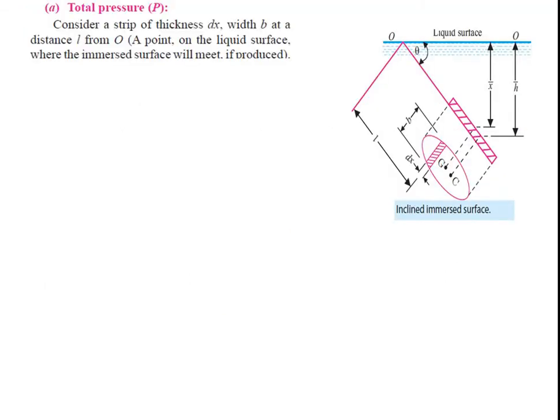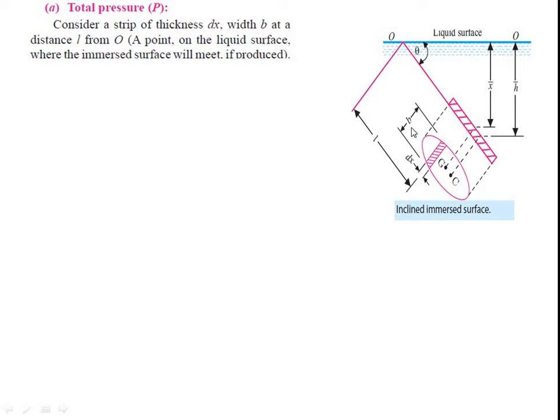Now looking at the figure, initially we will calculate the total pressure. To calculate the total pressure, again consider a strip of thickness dx at a distance L, having width b. This is the thickness dx we have selected, approximately at the distance L with width b.